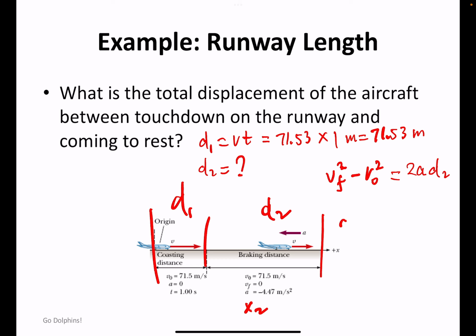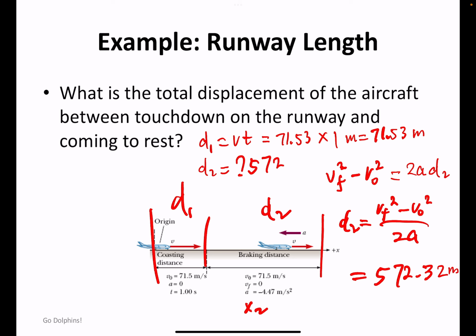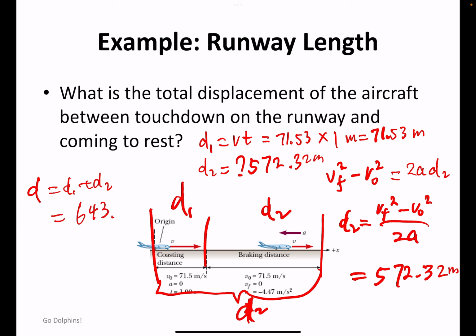Now d2 equals vf squared minus v0 squared over 2a. Plugging in all the numbers, we find it is 572.32 meter. So the total distance, let's call it d, equals d1 plus d2, which equals 643.85 meter. And this is the final answer.